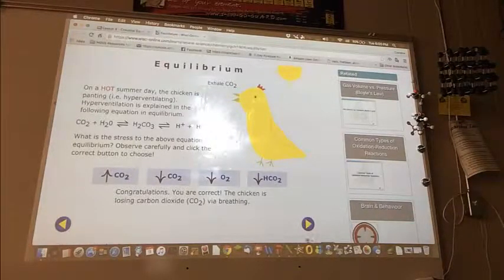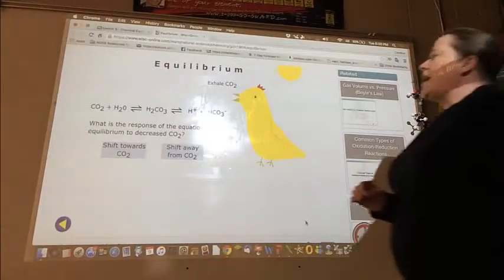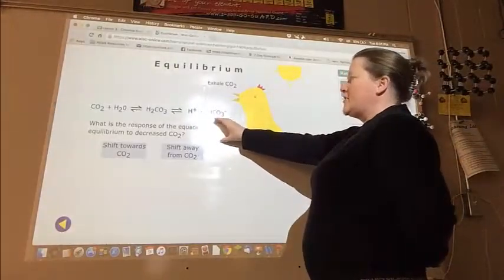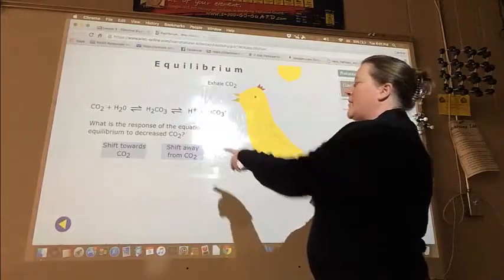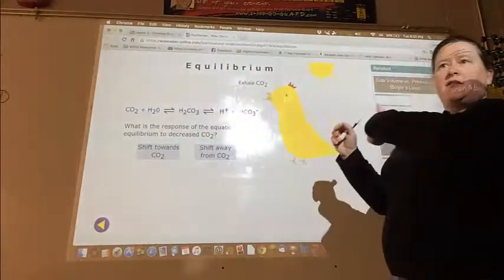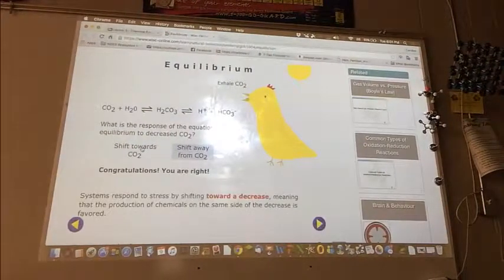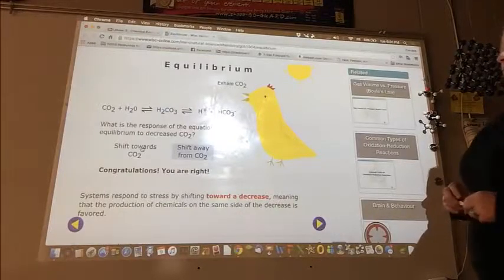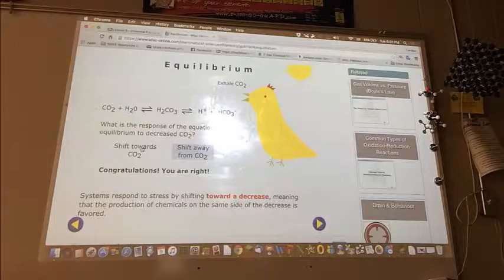All right. So when this happens, what is the response of the equation in the equilibrium to the decreased carbon dioxide? Are we going to shift towards the carbon dioxide, or are we going to shift away from the carbon dioxide? Towards. All right. Ding, ding, ding. Congratulations, you are right. The system responds to stress by shifting toward a decrease, meaning that the production of chemicals on the same side of the decrease is favored.